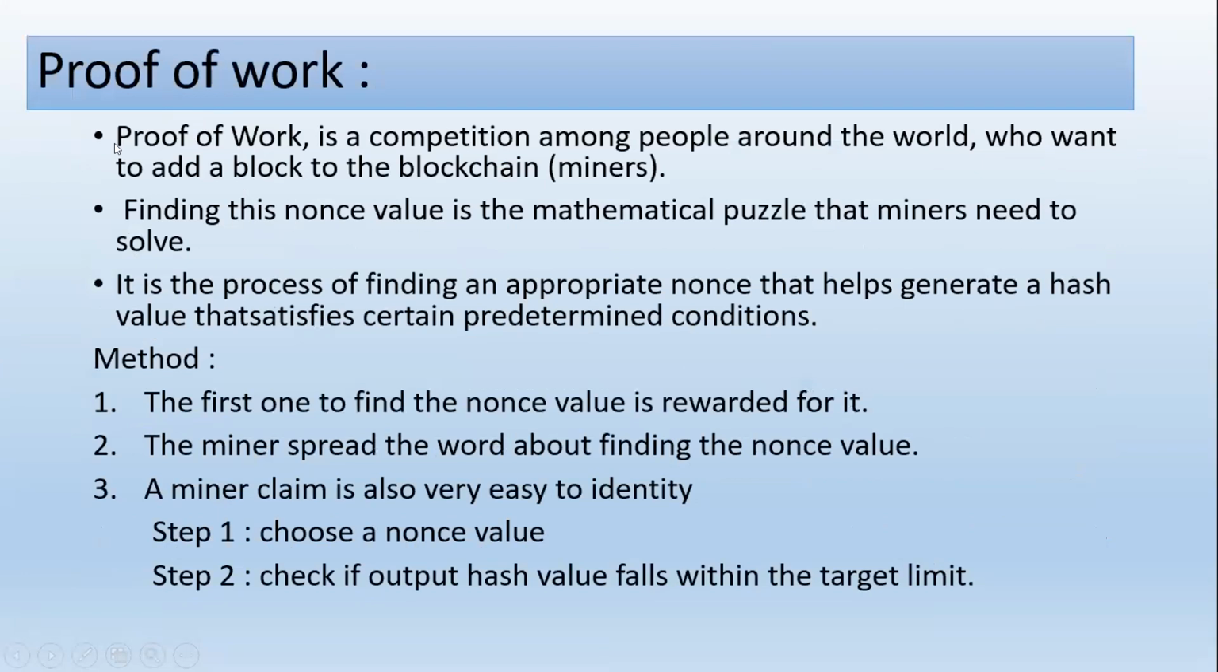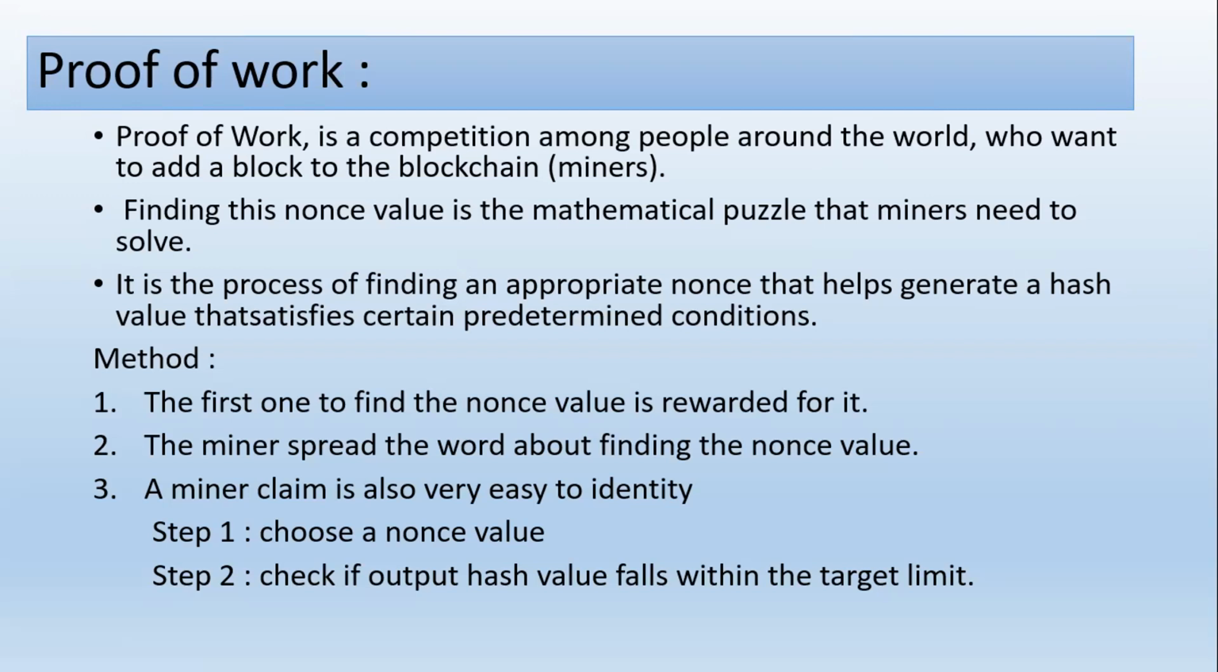Proof of work. Proof of work is a competition among the people around the world who want to add a block to the blockchain. Finding this nonce value is a mathematical puzzle that miners need to solve. It is a process of finding an appropriate nonce that helps to generate a hash value that satisfies certain predefined conditions. The first one who solves that puzzle is rewarded, and the miner who gets the answer to that puzzle first spreads the word about finding the nonce value. Then the other miners can also verify it, and it is very easy to do.